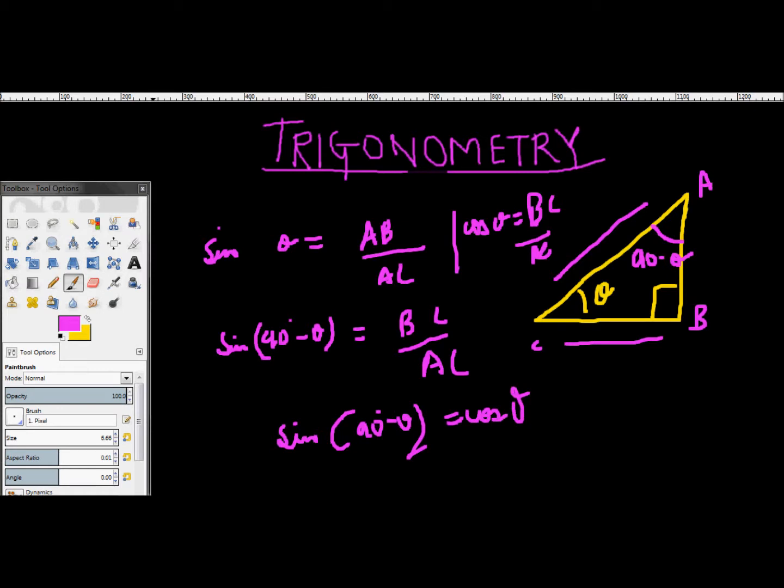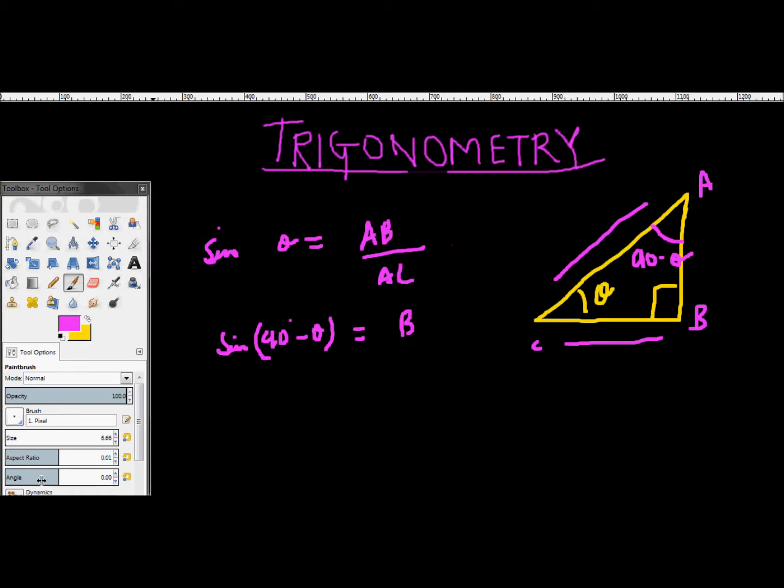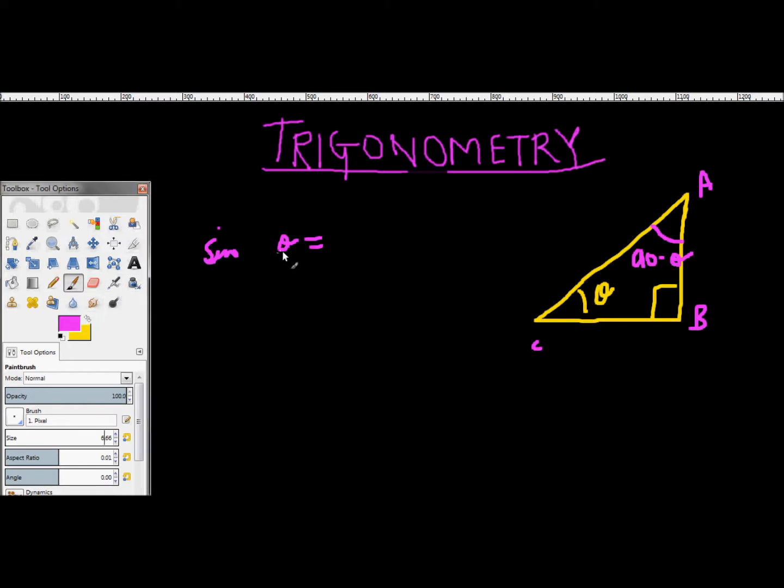So that's what my main motive was here, and this is what I want to teach you guys. I'm just going to be writing down the relations one last time so that you get it. I'll write sine 90 minus theta equal to cos theta, and similarly cos 90 minus theta equal to sine theta.